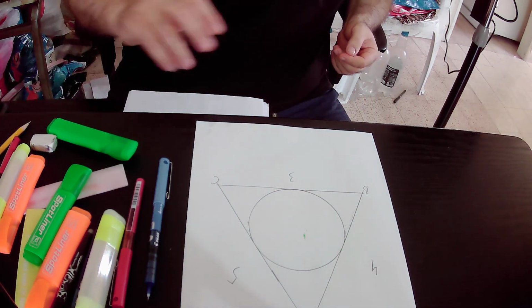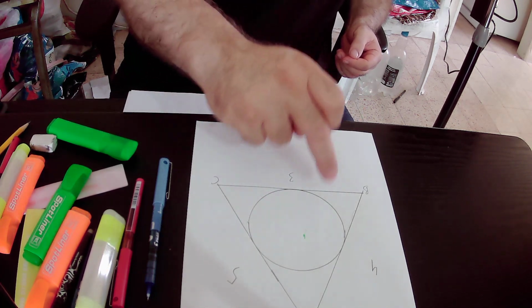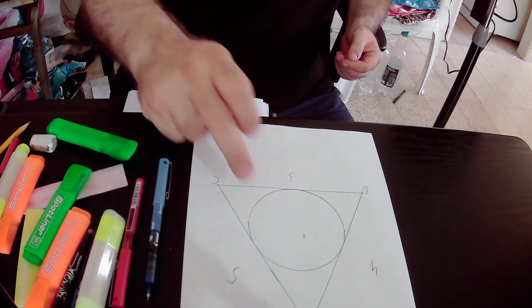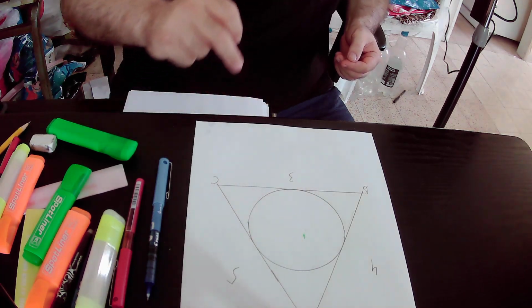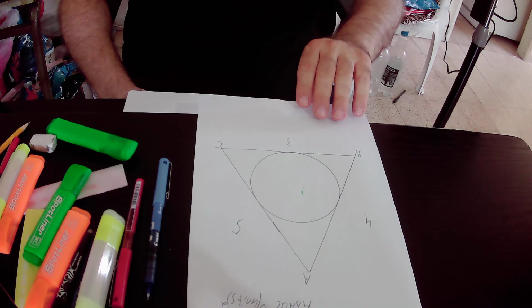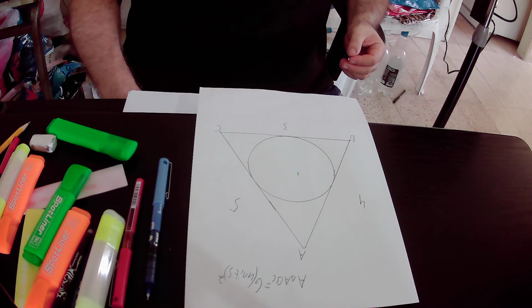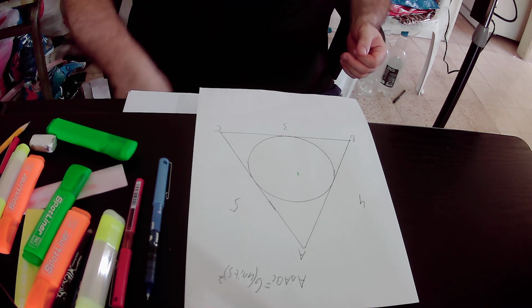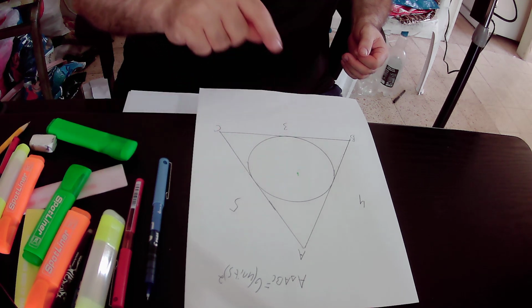Hello, in this lecture we will find the radius of a circle enclosed in a triangle. We have a triangle ABC with side AB equal to 4 units, side BC equal to 3 units, and side AC equal to 5 units. We know that the area of triangle ABC equals 6 units squared, and we want to find the radius of this circle.